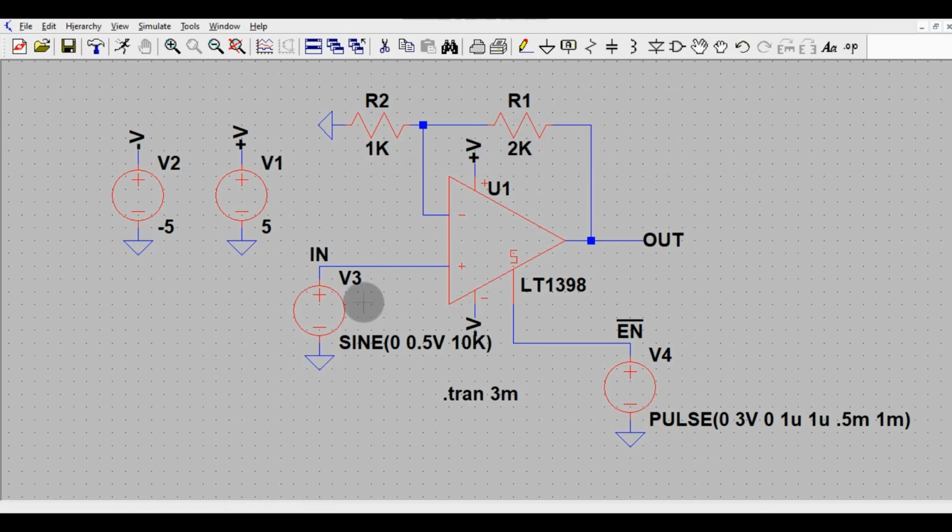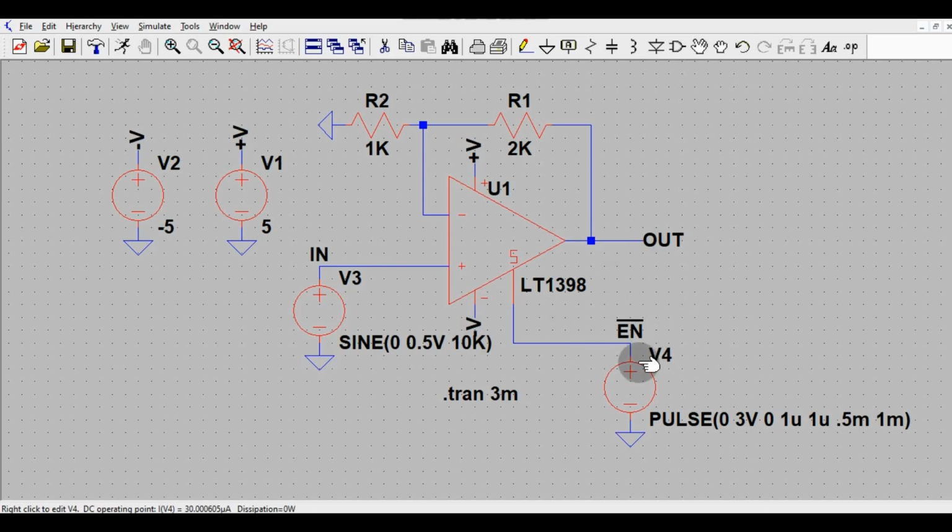Okay. So your input signal is 500 millivolt. Your gain is 3. You would expect 0.5 times 3, that means a 1.5 volt sinusoidal signal with a frequency of 10 kilohertz at the output of your operational amplifier. And this is the active low enable signal.